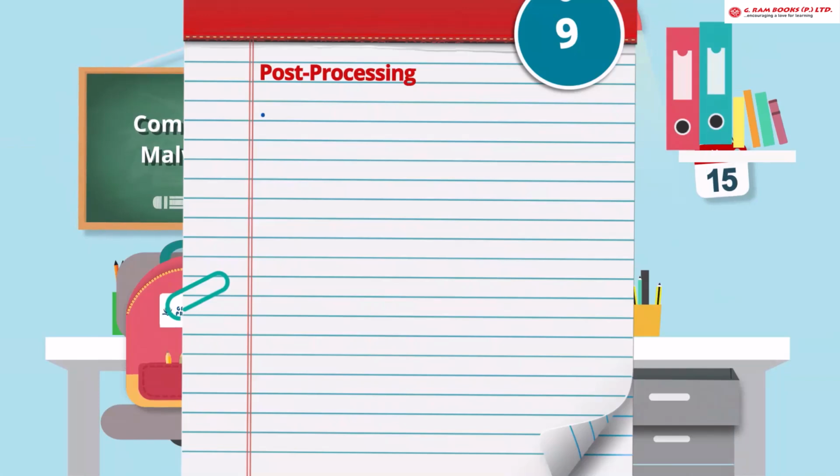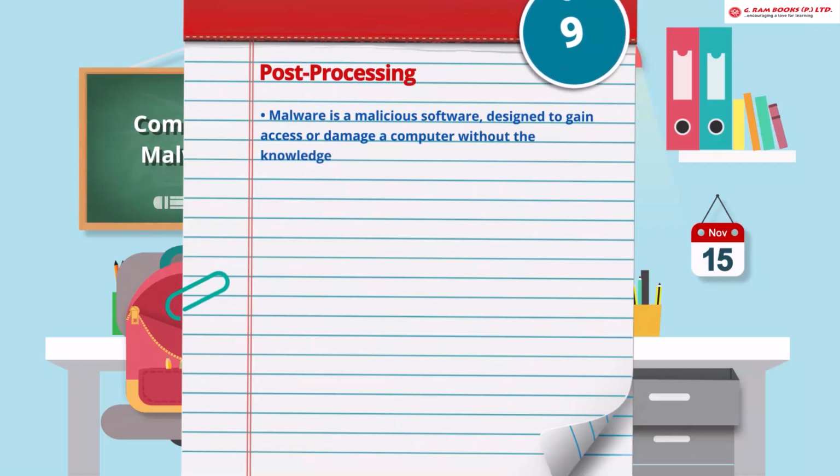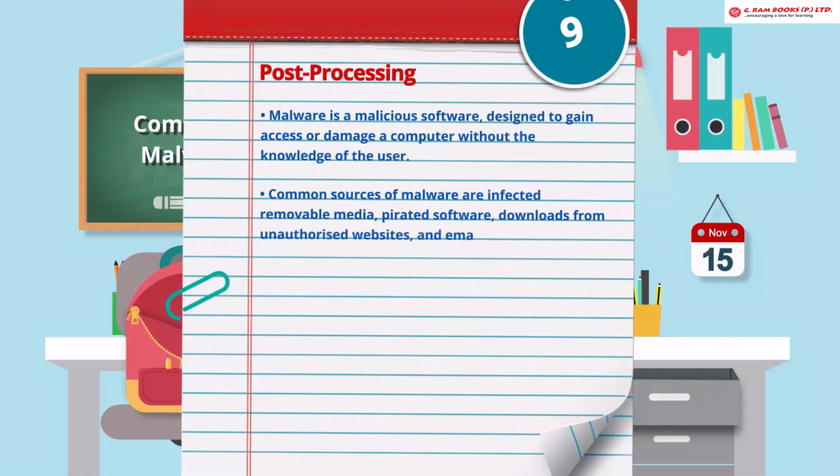Malware is a malicious software designed to gain access or damage a computer without the knowledge of the user. Common sources of malware are infected removable media, pirated software, downloads from unauthorized websites, and email attachments. Types of viruses include boot sector virus, program virus, macrovirus, multipartite virus, polymorphic virus, and stealth virus.